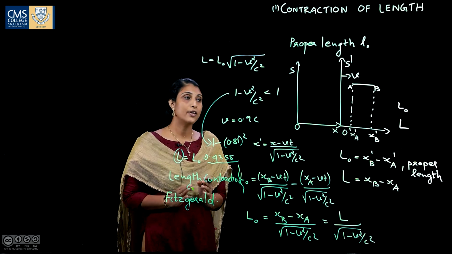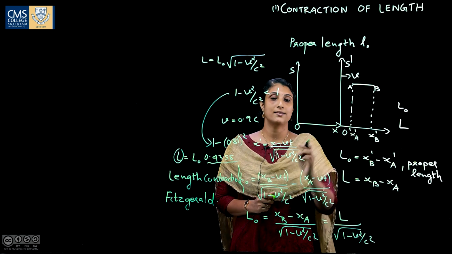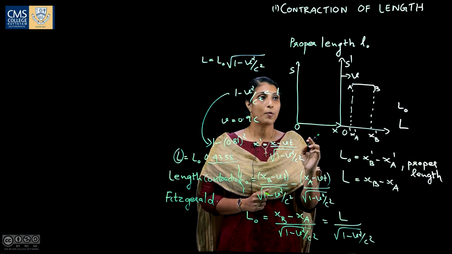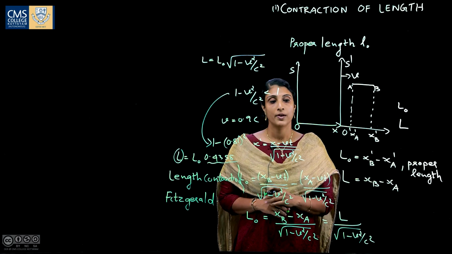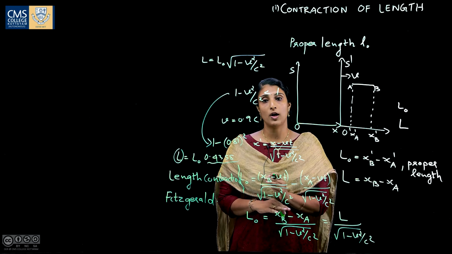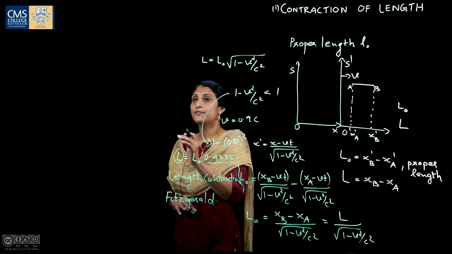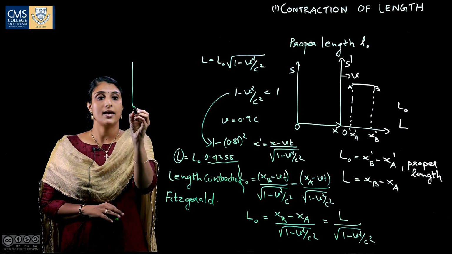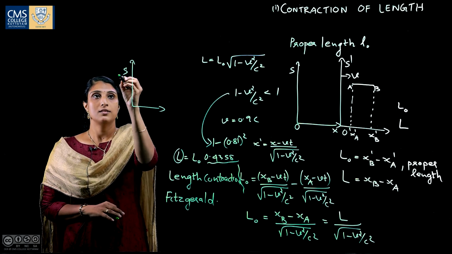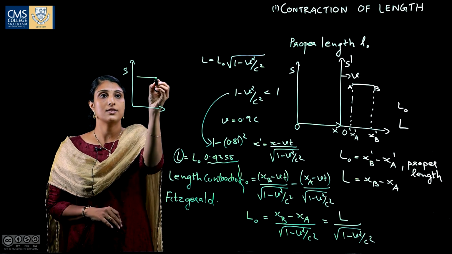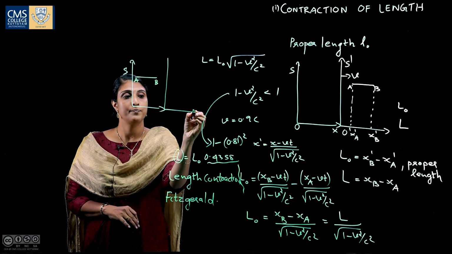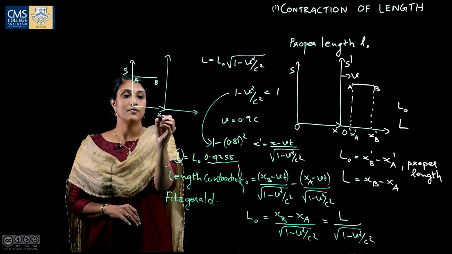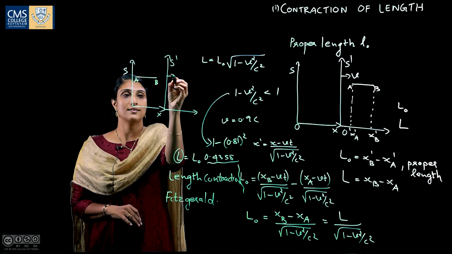Now we consider the rod is fixed in the S dash frame. So, the proper length is the length measured by the observer O dash. Now we consider in reciprocal, that is, the rod is fixed in the S frame, and the S dash frame is moving with a velocity v along the x axis.